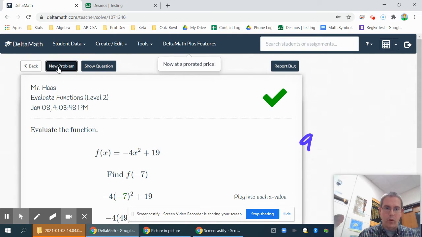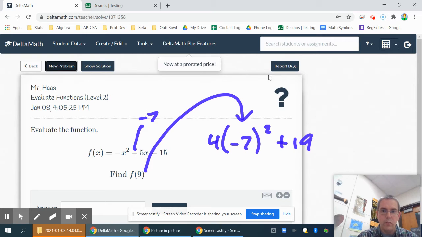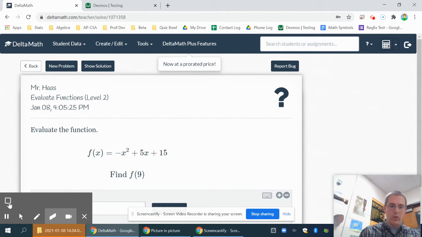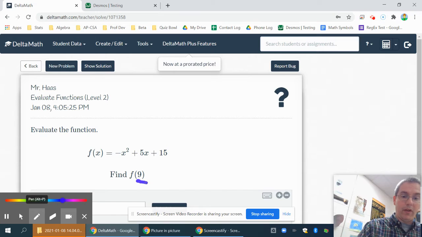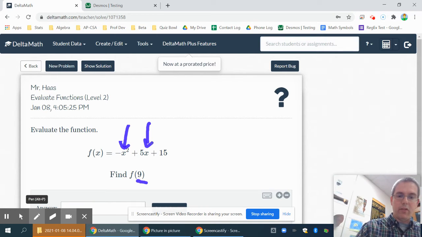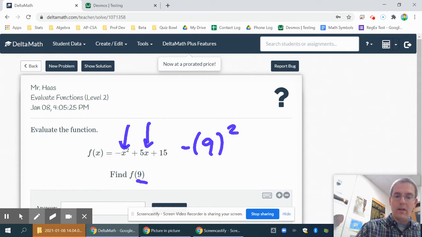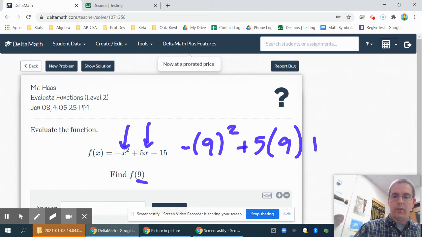We might try one more of them. Okay, this one, you notice I have two x's. So what I'm going to do is replace both of them with my number. If I have one x, clearly you just replace the one, but if you have two x's, the 9 has to go in for both of the x's. So I have a negative, put a parenthesis right where the x was. Notice the negative was in front of the x, so it's still in front of those parentheses. Plus 5 times 9 plus 15.